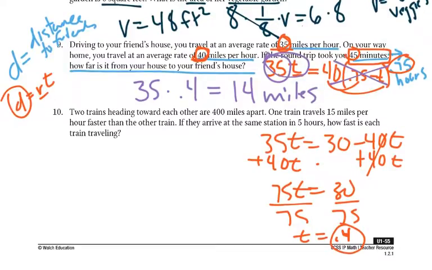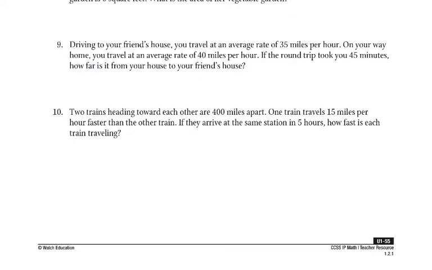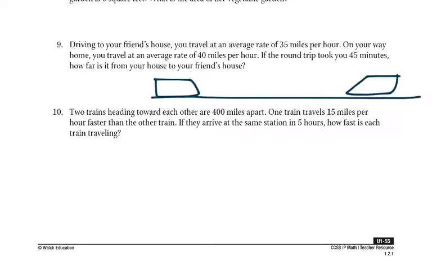So let's take a look at number 10 now. Okay, this one's another kind of crazy looking one. Two trains heading toward each other are 400 miles apart. Okay, so if we need to, we can visualize this. So we've got two trains. Okay, apparently we have two tracks, hopefully. Okay, they're 400 miles apart. One train is traveling 15 miles per hour faster than the other train. Okay, if they arrive at the same station in 5 hours, how fast is each train traveling?